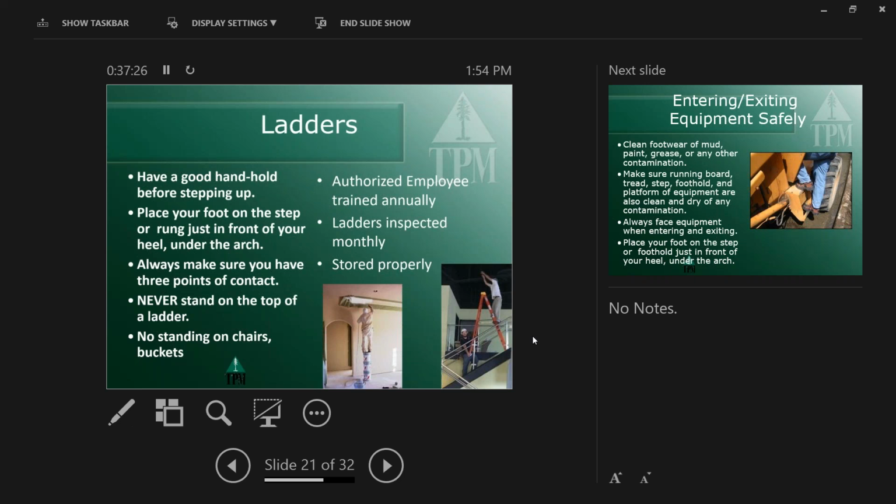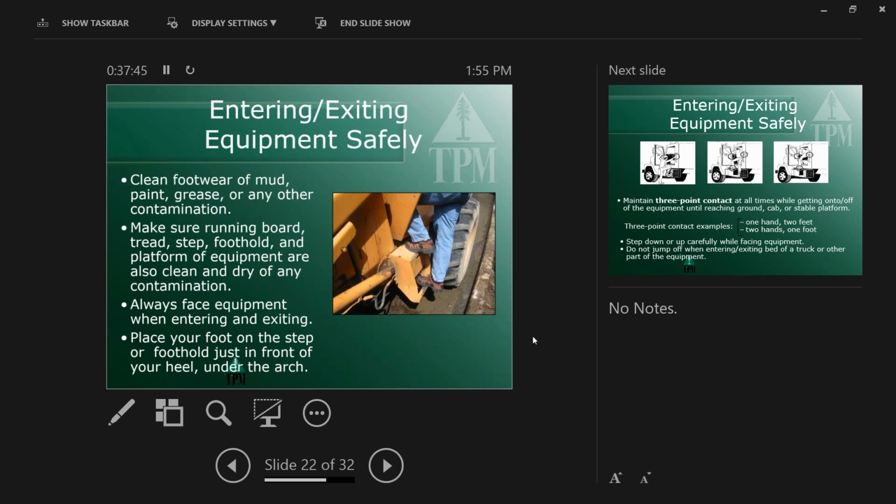And we're just doing the 3 points of contact, never stand on the top. It's the general stuff that we've always taught. But now we need to have documented training saying that they've done this training, and that's not a recommendation. That's an OSHA standard. You have to do ladder safety training.